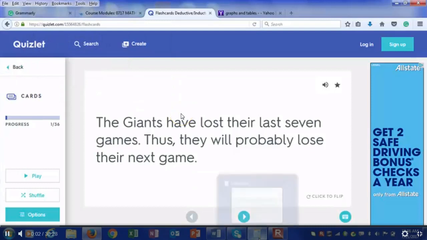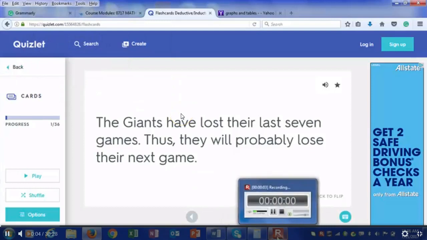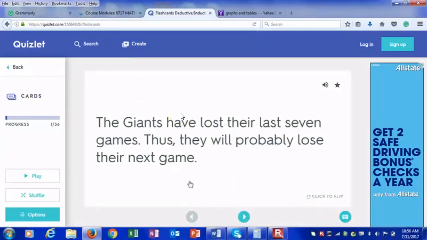Hi students, I just wanted to send you a video because this week is the start of Unit 2. We're going to be talking about inductive and deductive reasoning, and why we need it so much. How does it apply to what we're studying this unit? Well, I wanted to show you some flashcards because I think the best way to learn inductive and deductive reasoning is to look at multiple examples.